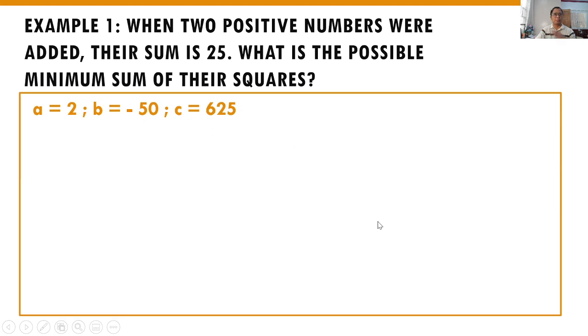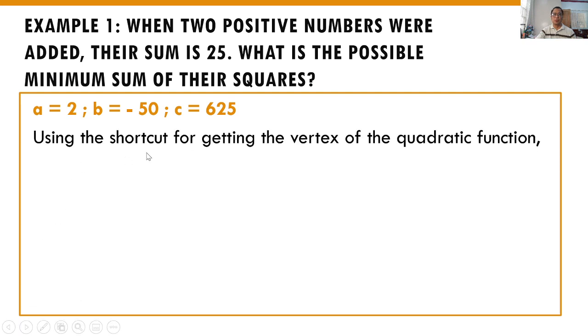Okay? Dun sa previous videos po natin, meron tayong short method in getting the values of the vertex. Specifically, yung value po ng ating x, or ng h, should I say, and yung value ng y. So, using the shortcut for getting the vertex of the quadratic function, ano nga yung formula natin? H is equal to negative b over 2a, and k is equal to 4ac minus b squared all over 4a. Now, kagaya po nung sinabi ko kanina dito, ang tanong dito, possible minimum.